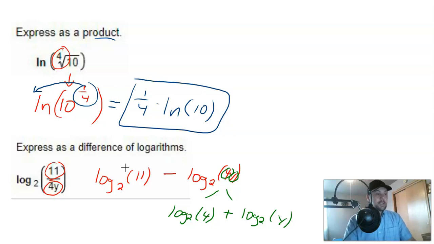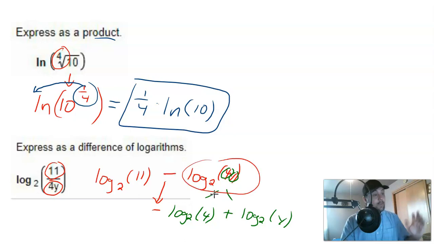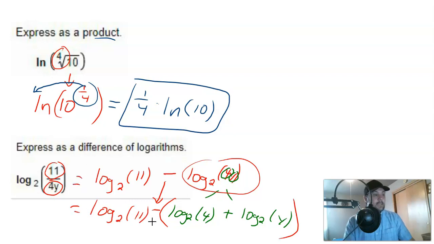Now here's where it gets a little tricky. This minus sign is going to get copied down, and that minus sign applies to this whole expression because we're subtracting everything that remains in this expression. So even when I rewrite it in a different way, we still want to subtract everything that remains. So we are subtracting the rest of this expression from log base 2 of 11. And so that minus sign has to be distributed to these two new logarithms that we just created.